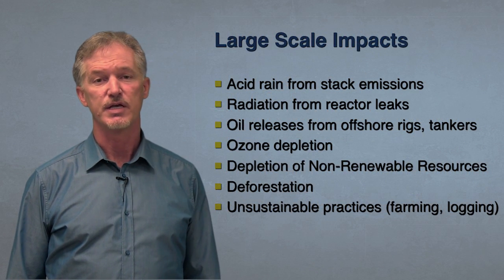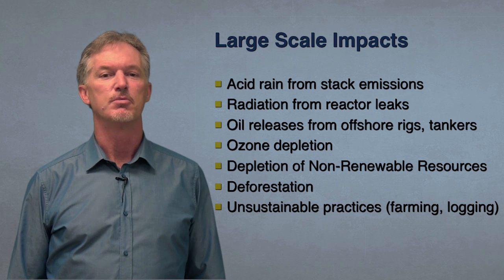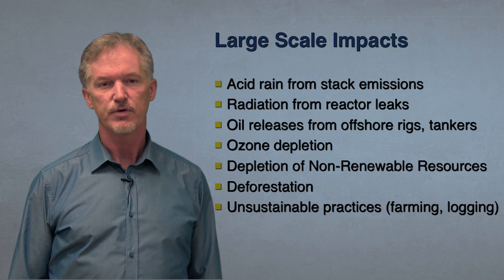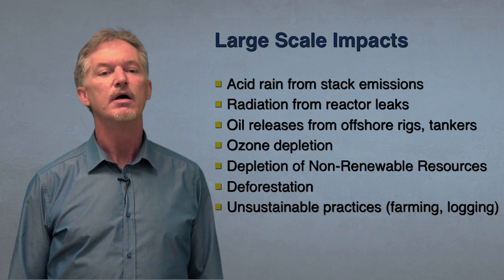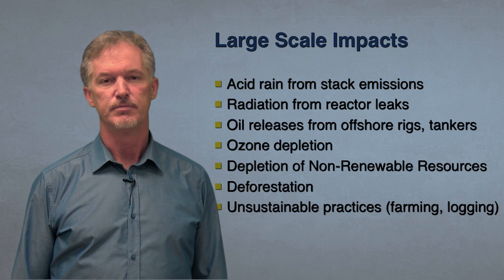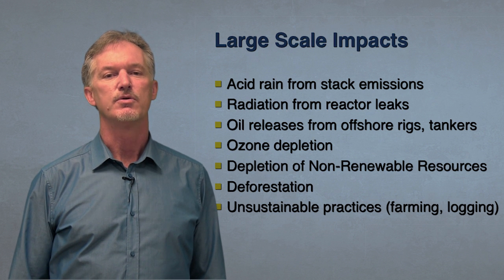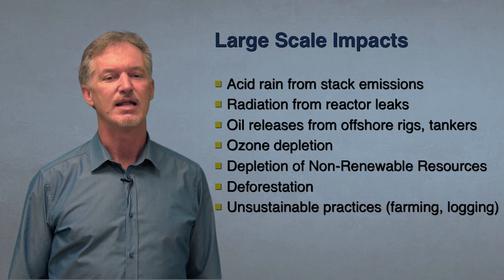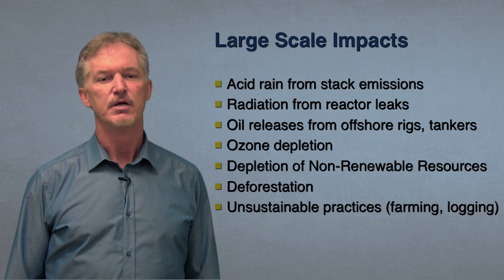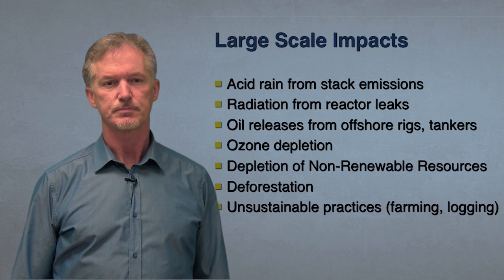Large-scale impacts might include things like acid rain, radiation from the Chernobyl nuclear reactor spread around most of the Earth at the time the reactor melted down. Oil releases that can contaminate large sections of coastline and aquatic ecosystems. Ozone depletion basically affects the whole planet. There's depletion of non-renewable resources, deforestation, and unsustainable practices such as farming and logging.